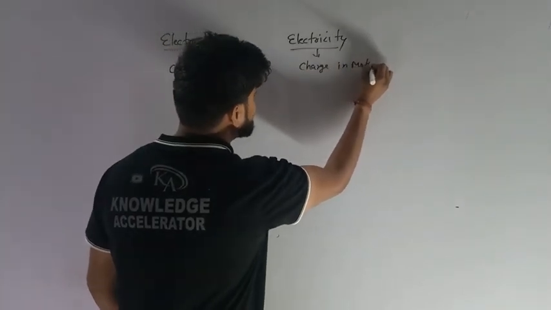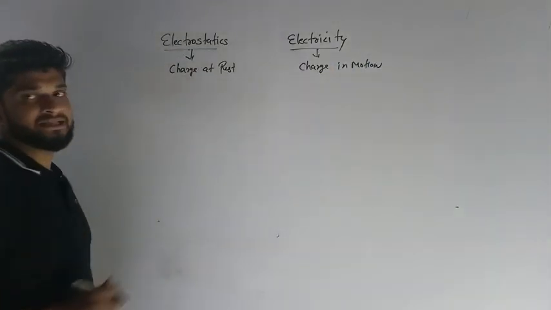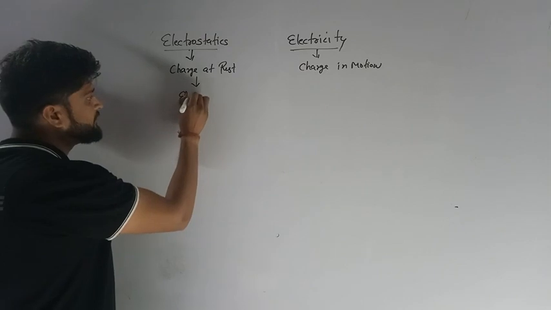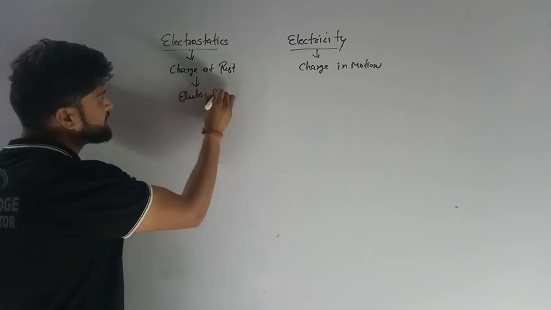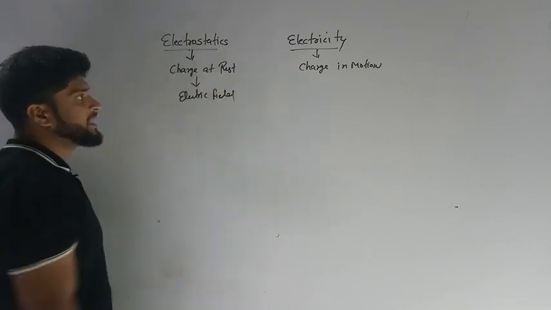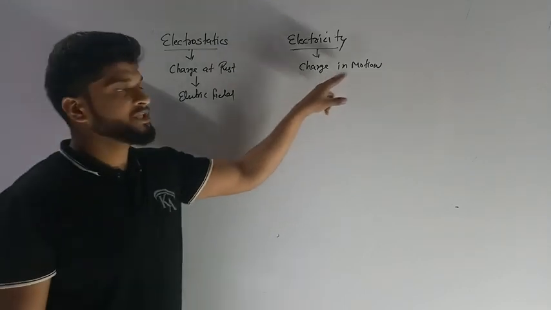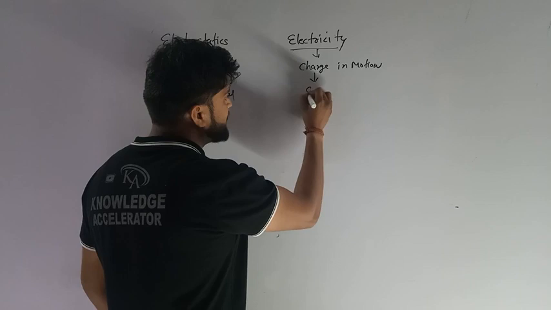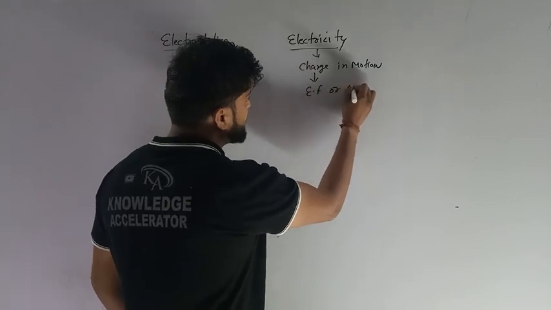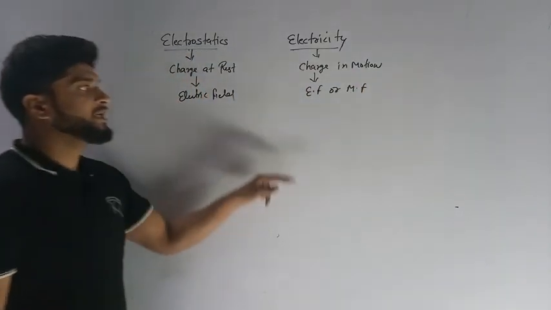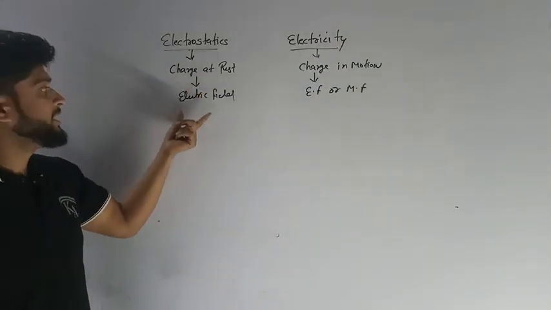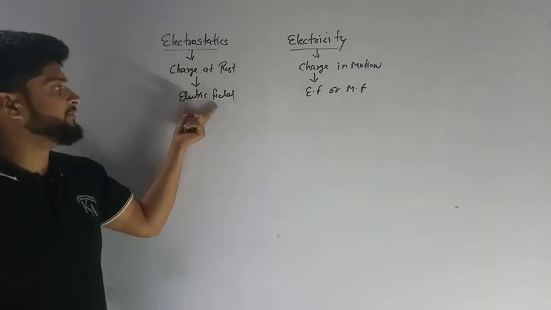When charge is at rest, it has only one field, that is the electric field. And when charge is in motion, it has both fields, electric field and magnetic field.